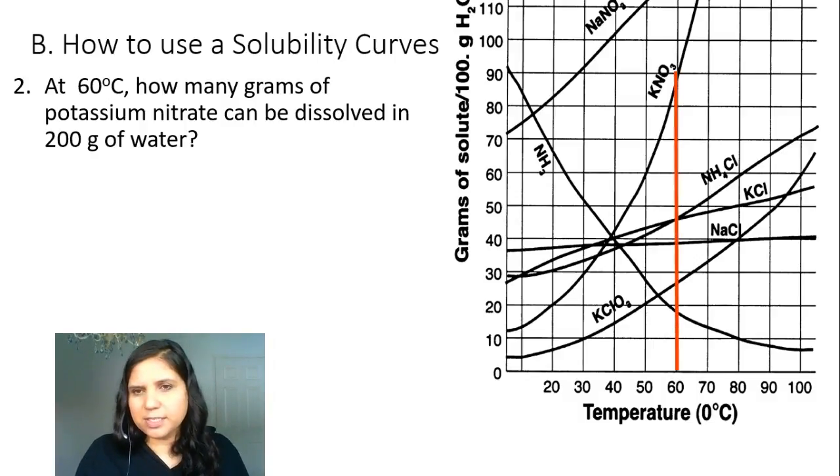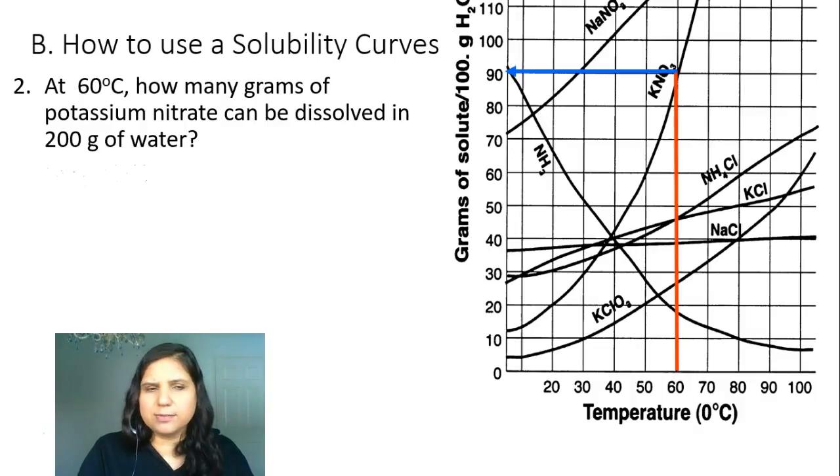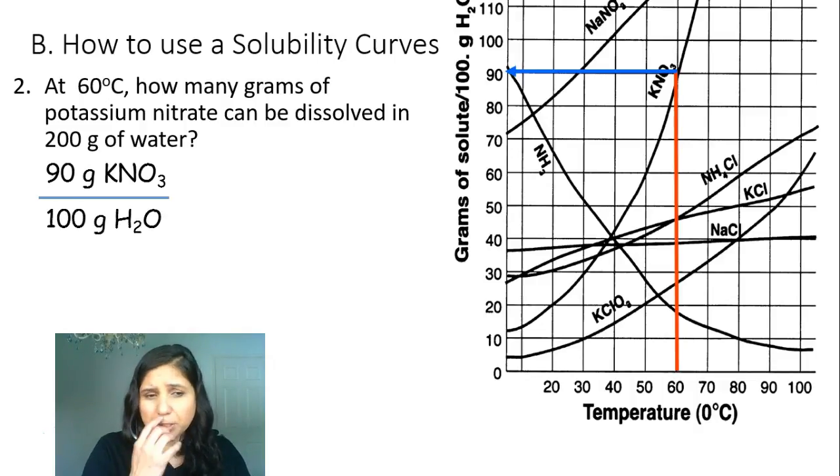We'll go to 60 degrees. Where does it meet that potassium nitrate line? About right there. Read over to the left. So about 90 grams can fit. Okay, so that's 90 grams of potassium nitrate can fit in 100 grams of water. The question doesn't ask for 100 grams of water. It asks for 200 grams.